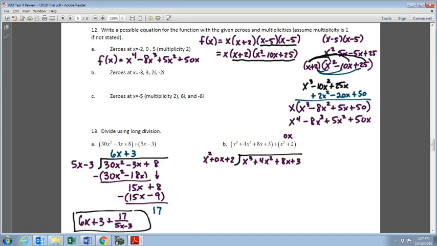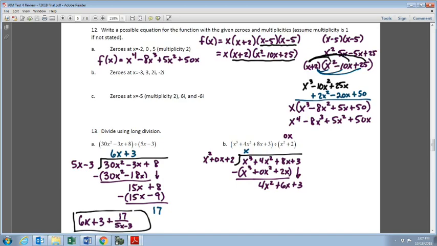And so now we have to ask ourselves what times x is x cubed, and that would be x. And let's multiply x times each of the terms. We get x cubed plus 0x squared, which is really just 0, and then plus 2x, and don't forget we have to subtract that. X cubed minus x cubed is 0. 4x squared minus 0x squared, we're just going to get 4x squared. And 8x minus 2x is going to be 6x. So just like before, we'll bring down our 3.